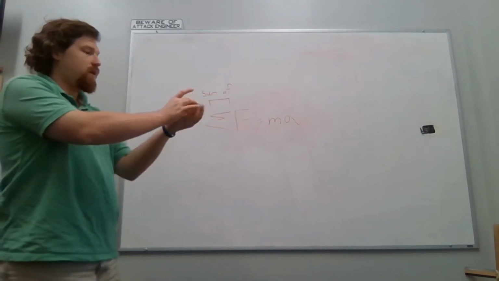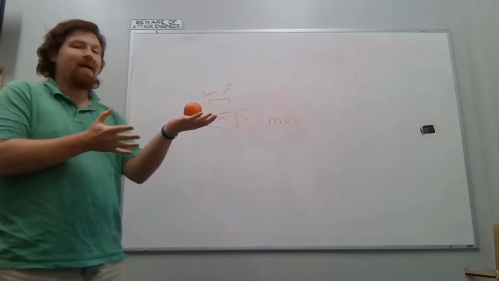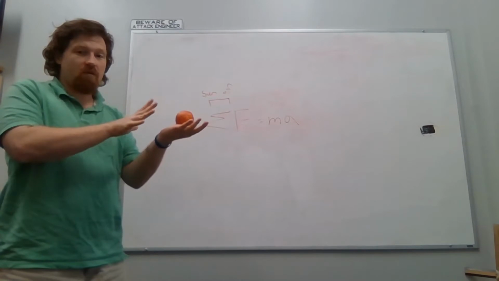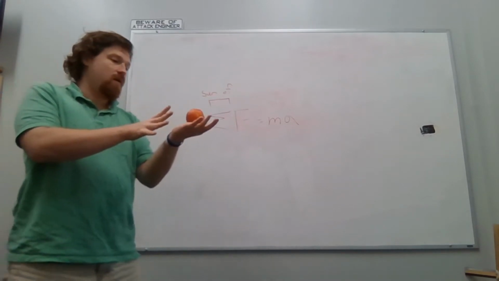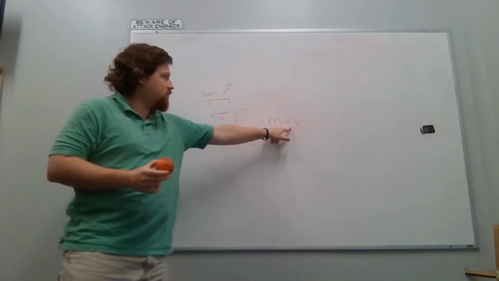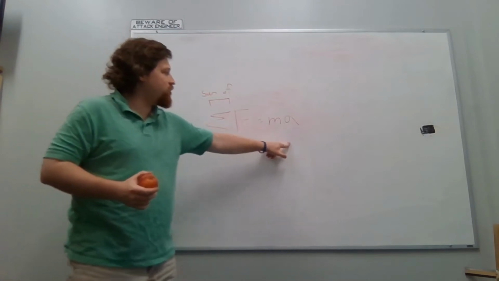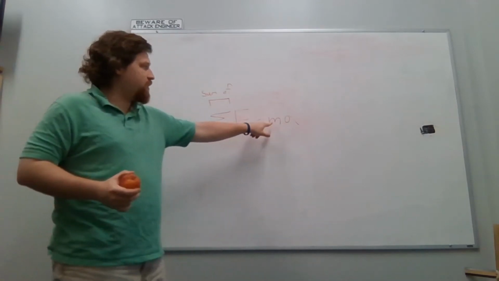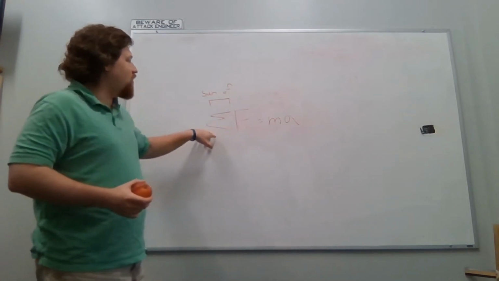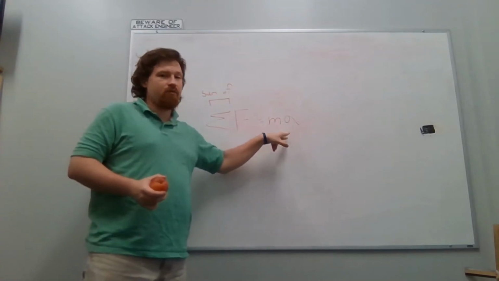So, currently this apple's acceleration is 0. It's not accelerating anywhere. It's remaining at constant velocity. And that constant velocity is 0. It is at rest. Since its acceleration is 0, that means this whole side of the equation would equal 0, because mass times 0 would be 0. And that means that all of the forces had to add up to 0.